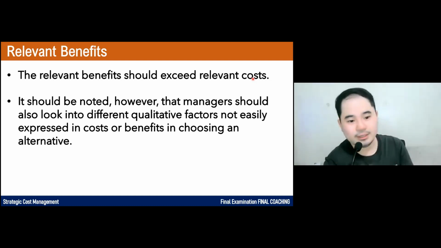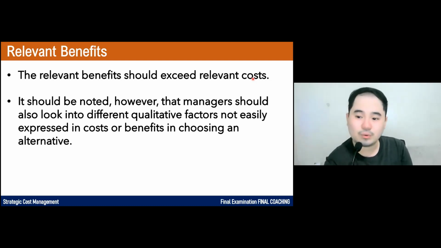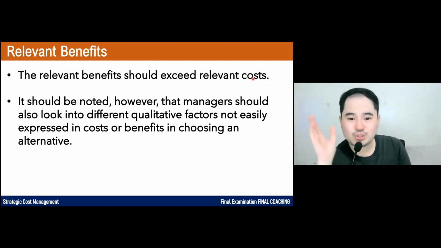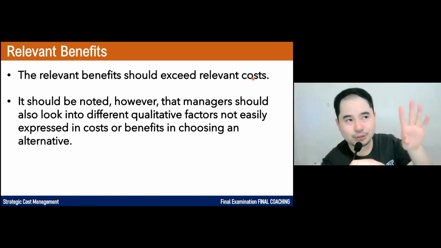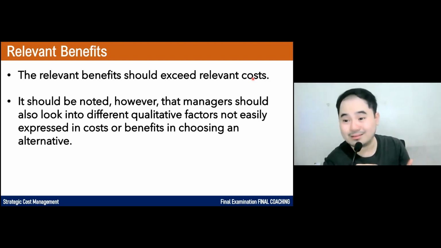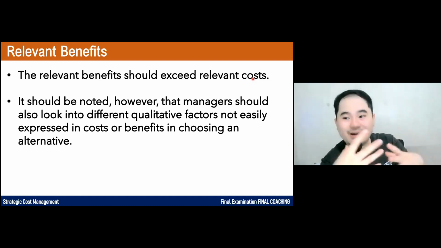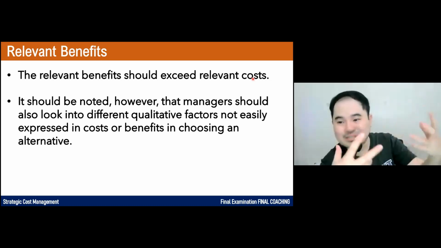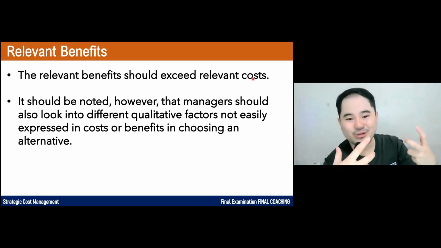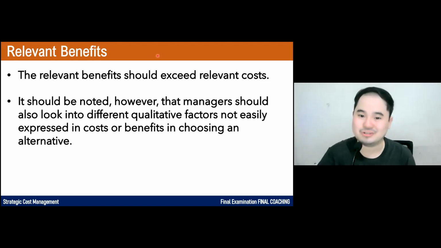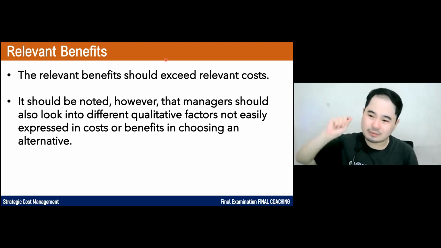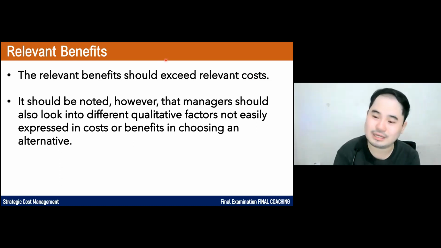Okay? So, ganon. It should be noted, however, katulad ng sinabi ko kanina, you should also look on other qualitative factors. If we choose, for example, this alternative, you will have lower cost of production due to lower labor cost, pero marami pa lang mawawala ng trabaho dahil dun sa iyong gagawing desisyon. So, yung mga ganong senaryo, may konting drama na sa buhay yung kailangan mo i-consider, you also need to consider that as a manager. Okay, so may mga ethical considerations na rin tayo.